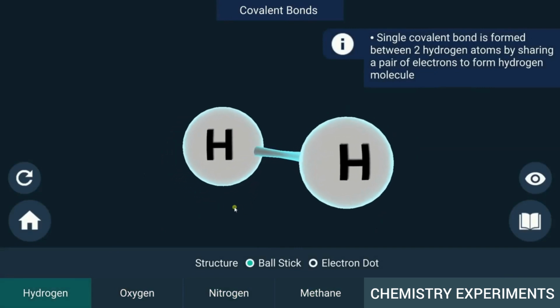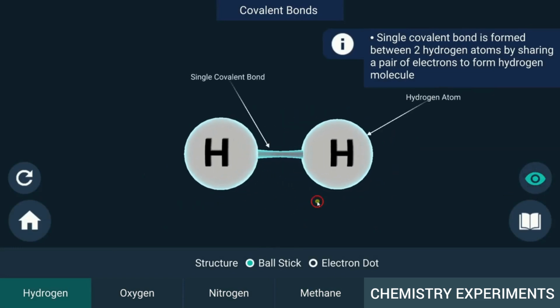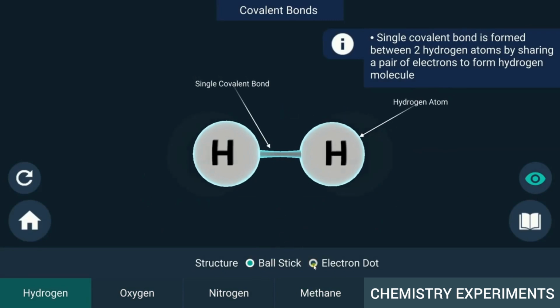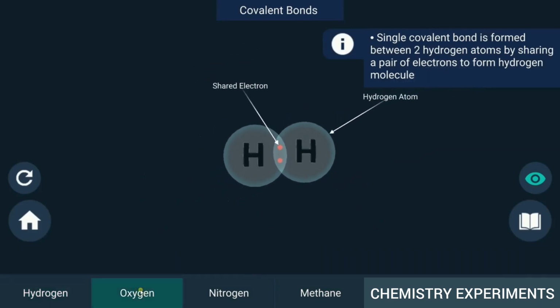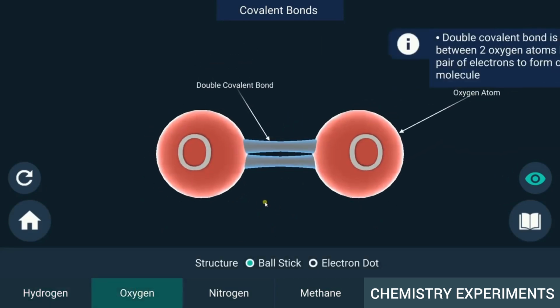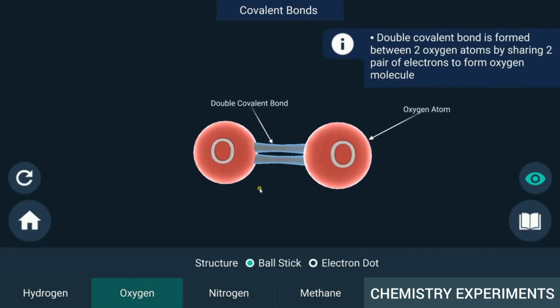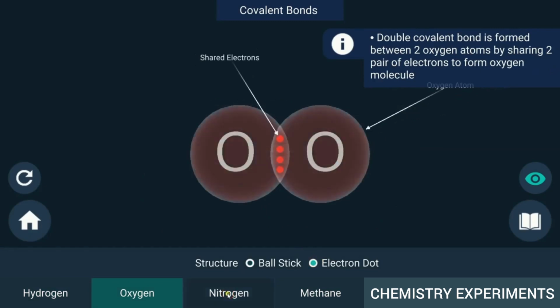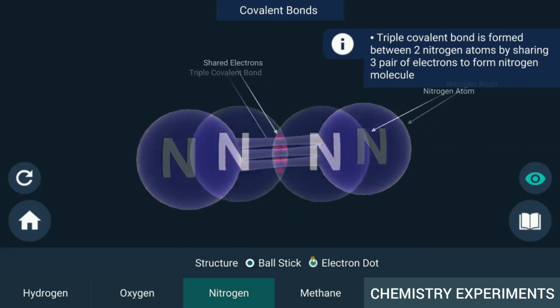Let's take hydrogen. Here, a bond is formed between two hydrogen atoms by sharing a pair of electrons, and it is called a single covalent bond. It can be represented in either ball and stick or electron dot structure. In the case of oxygen, a covalent bond is formed by sharing two pairs of electrons, and it is called a double covalent bond. In nitrogen, a covalent bond is formed by sharing three pairs of electrons, and it is called a triple covalent bond.